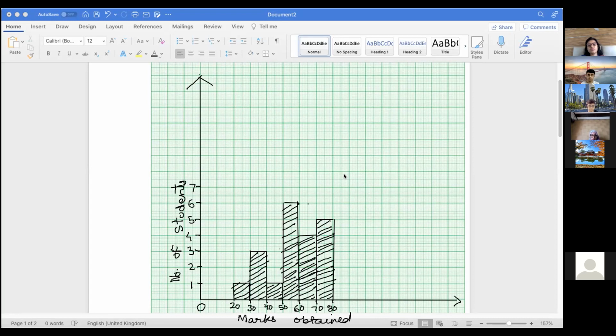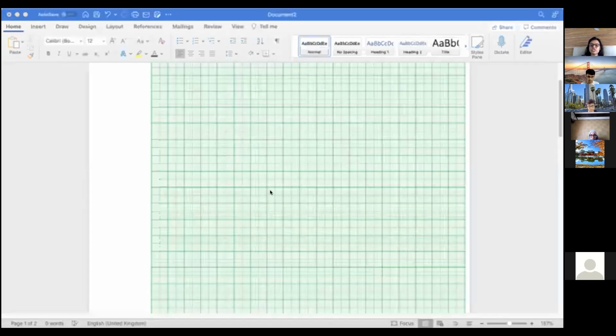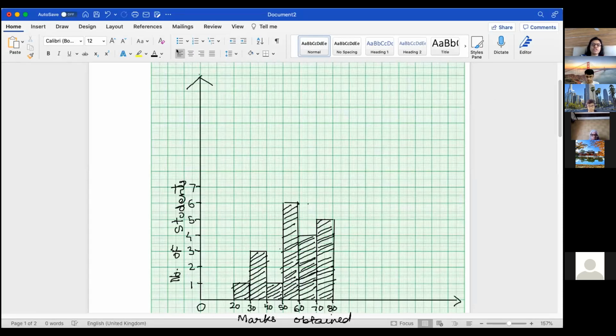Now there is one more thing. It is called a frequency polygon. Once you draw the graph, a frequency polygon can also be drawn from it. Now what is a frequency polygon? Just mark the midpoints of the top. The midpoint is in the middle. Just mark it as one point.